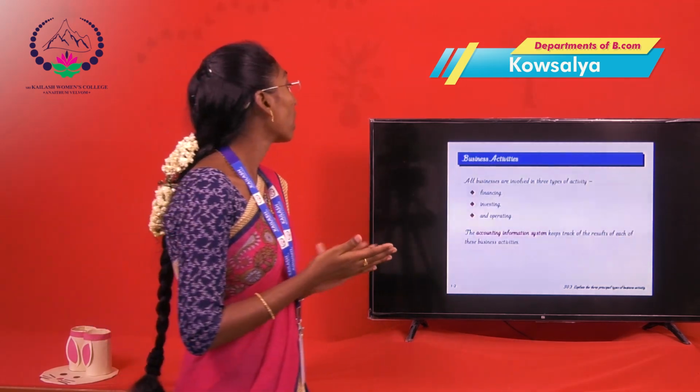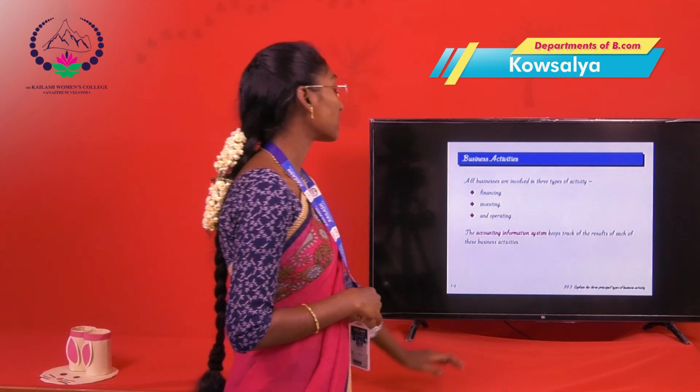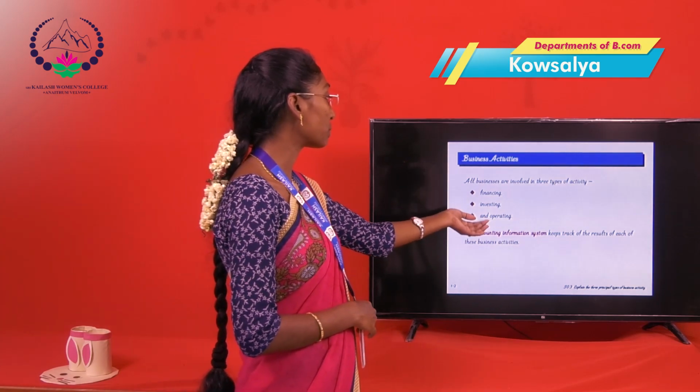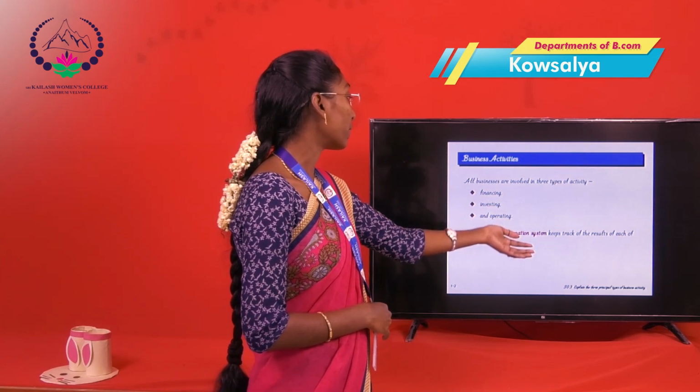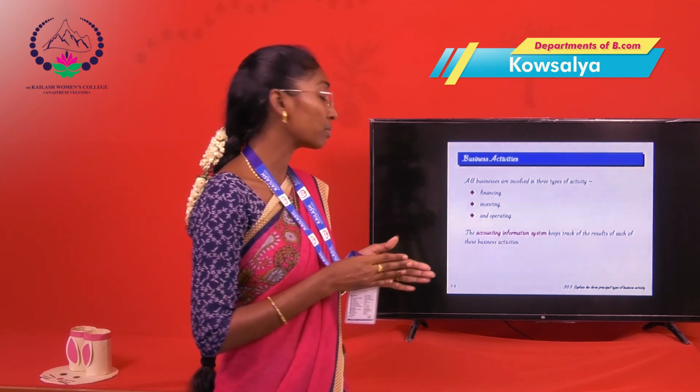Next one. Business activities. All businesses are involved in three types of activities. First one is financing, second one is investing and operating. This accounting information system keeps track of the result of each of the business activities.